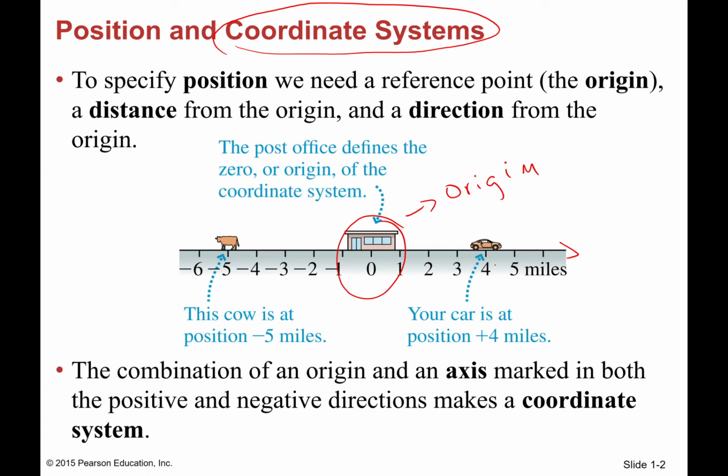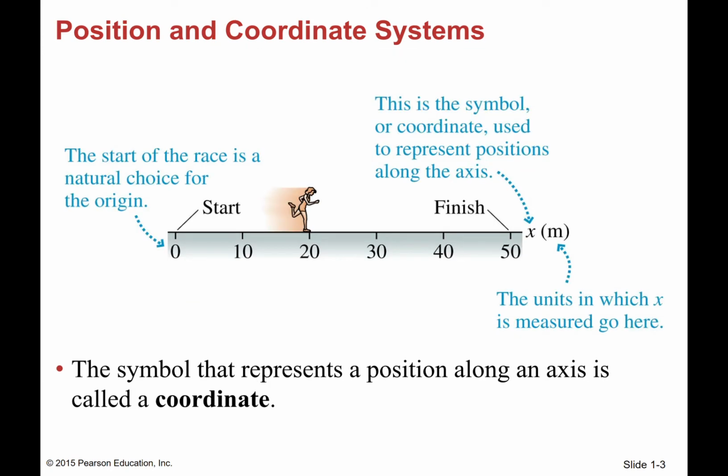So now with this construct, we can specify the position of this car here, for instance, and we can say this car is at the position 4 miles relative to this origin here. We can also say this cow here is at the position minus 5 miles relative to this origin here. So the combination of an origin, an axis, and these labels, that is what defines a coordinate system.